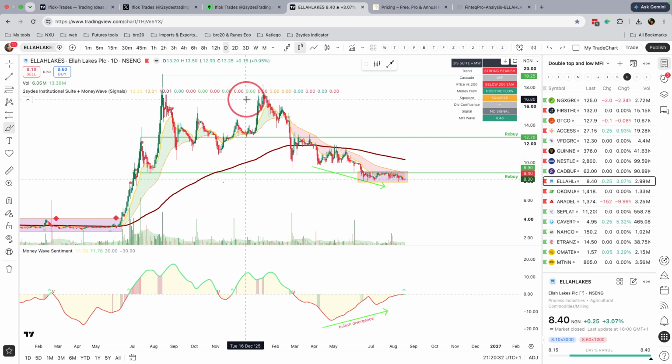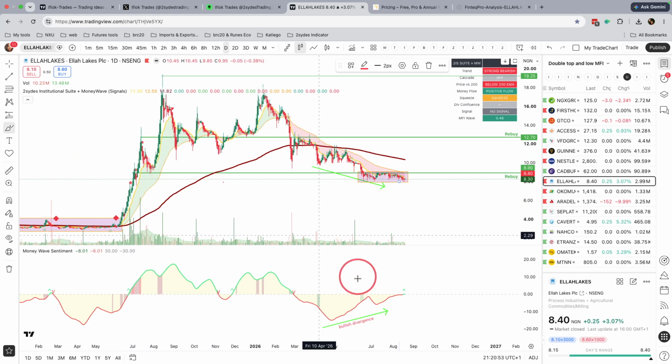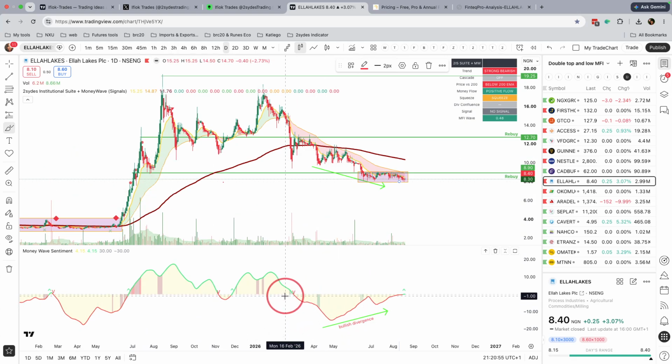All right, so this is a chart for Ellah Lakes. Current price is 8.4. But before then, I want to tell you 3 reasons why I'm interested in buying Ellah Lakes, especially right now. The very first reason is right here: follow the money.